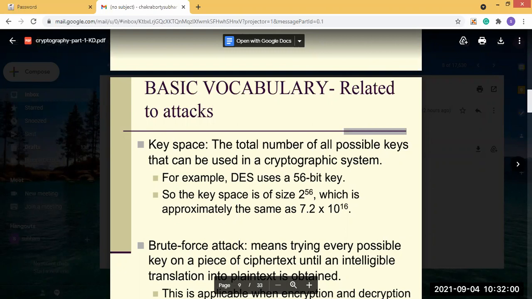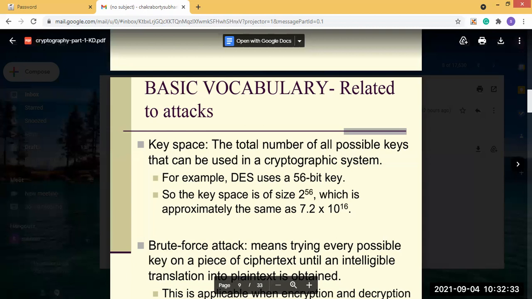So the total number of all these possible keys, that means for DES, which uses a 56-bit key, the key space will be 2 to the power 56, that is 2 to the power n with n equal to 56. And if we calculate, we will see that it is approximately 7.2 into 10 to the power 16. So this is the total number of all possible keys that can be used for the cryptographic system.